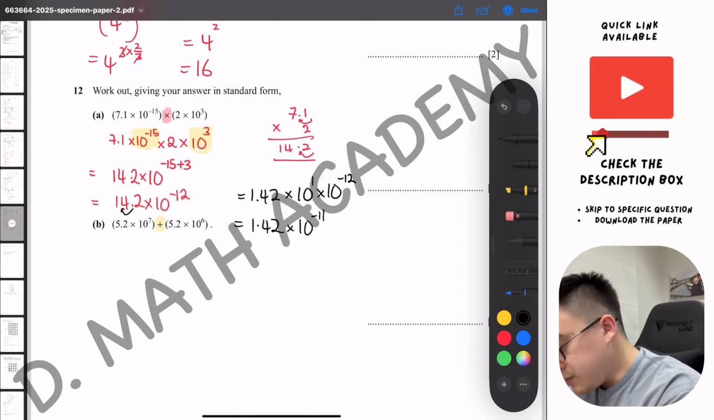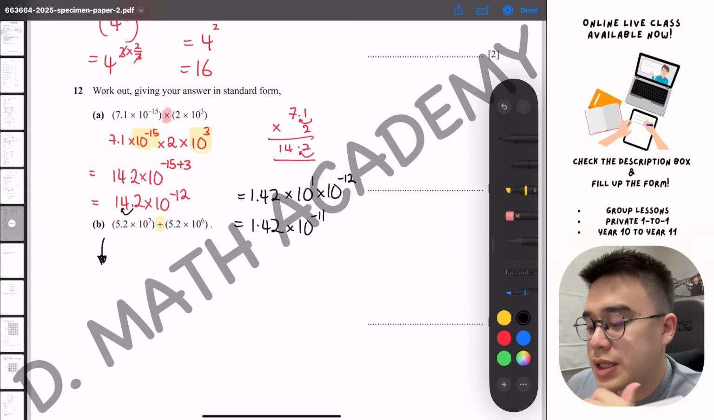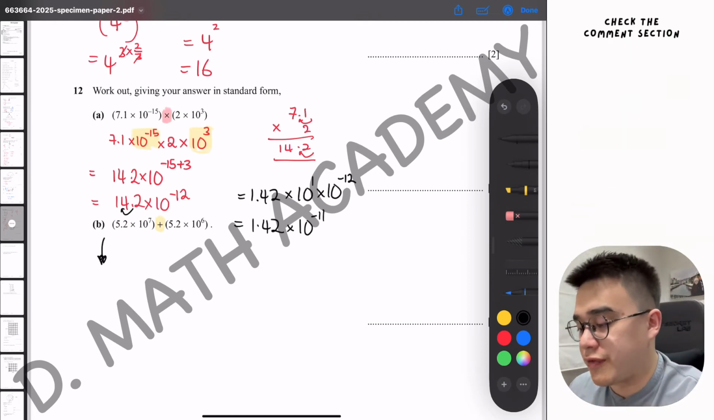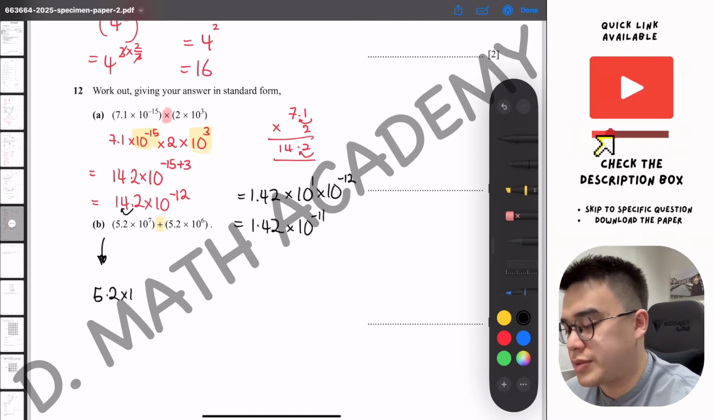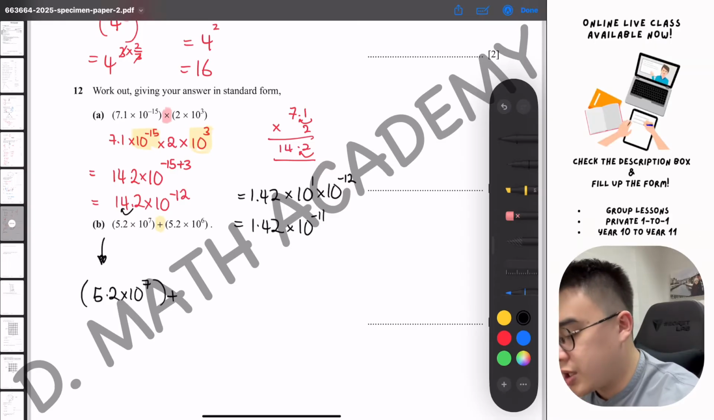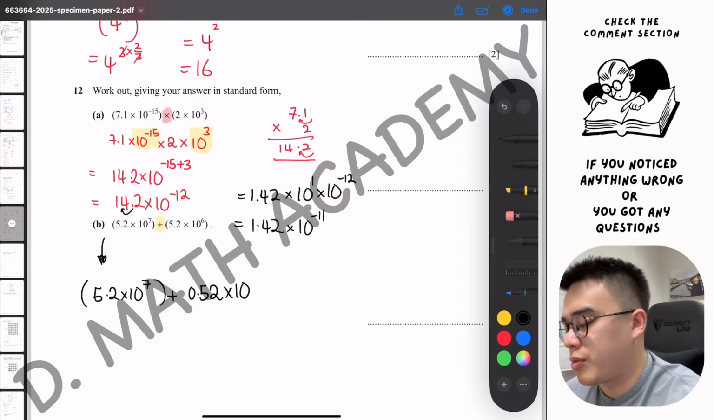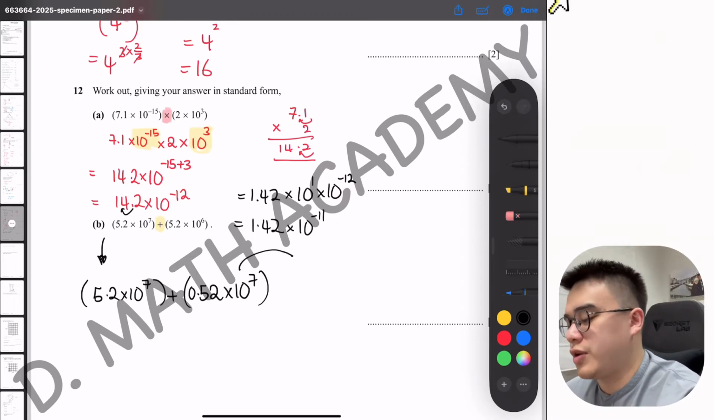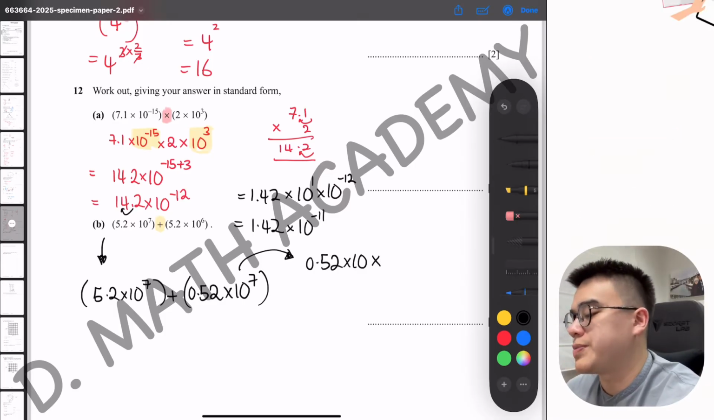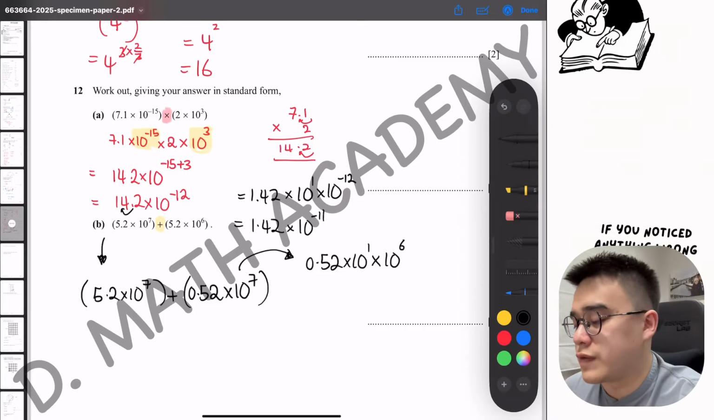Okay, so moving on to question B. Because they have a plus in between them, the rule for this question is a little bit different. It's actually 5.2 times 10 to the power of 7. The bigger one remains unchanged. You actually have to borrow an additional 10 from the 52, making it 10 to the power of 7 first. So the full details of the working is over here. When you borrow out an additional 10, the numbers become smaller, and the 1 and 6 interact, making it 10 to the power of 7.